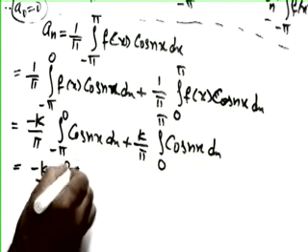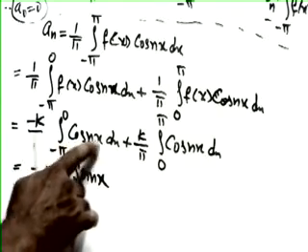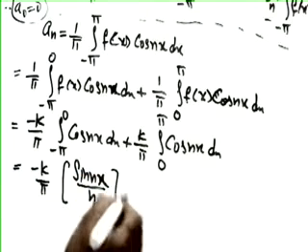Now let's integrate the function. Integration of cos is sine nx. But whenever we integrate, whatever the coefficient with x, we have to divide by this n.